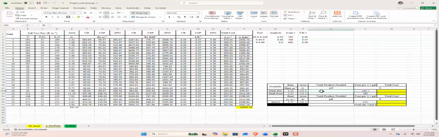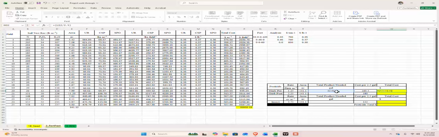Okay. Total product needed per gallon. So we know that we need 1.25 pints. 1.25 pints times 141.12 acres divided by, there are 8 pints in a gallon. Right? 8 pints in a gallon. So we need 22 gallons. And each of these are sold in 2.5 gallon containers. So that means this is 22 gallons divided by 2.5, which would be about 10, right?